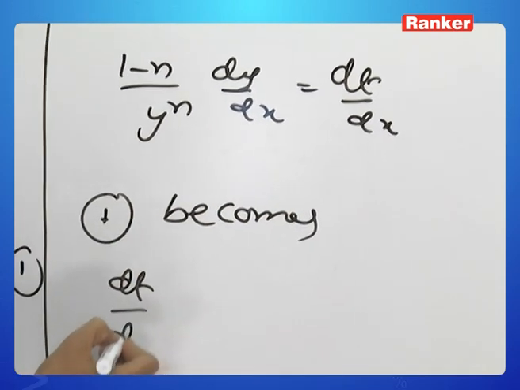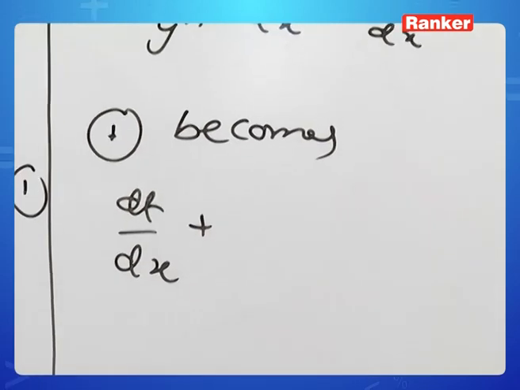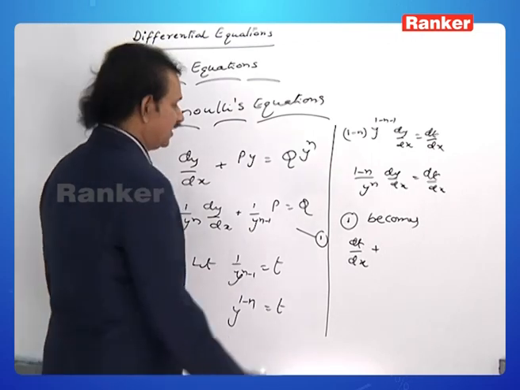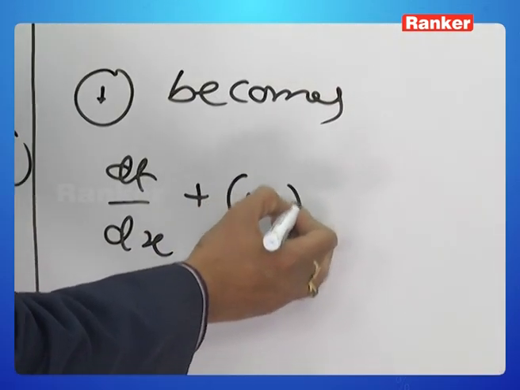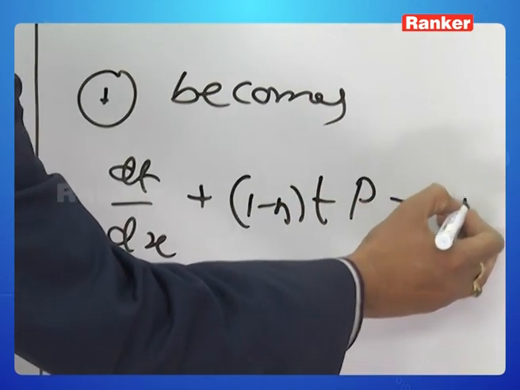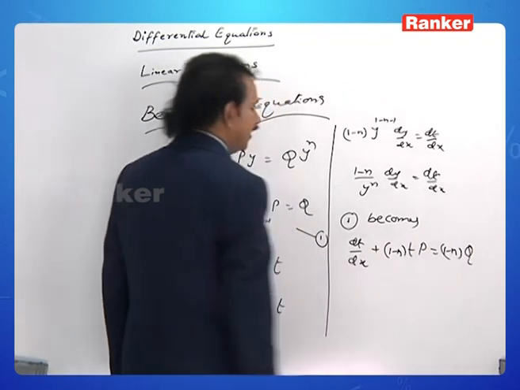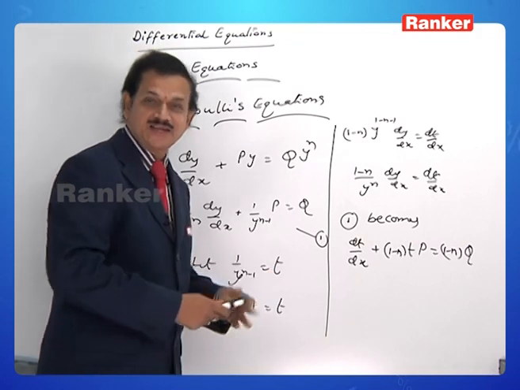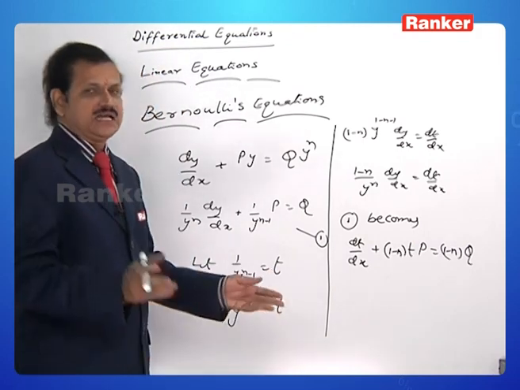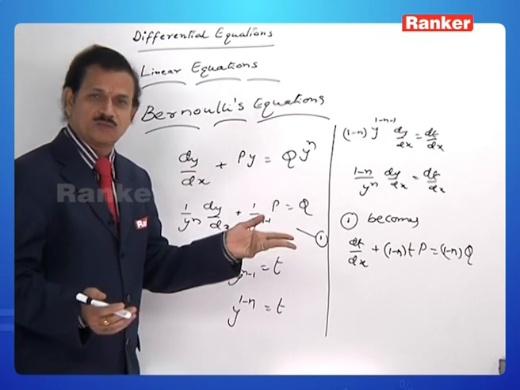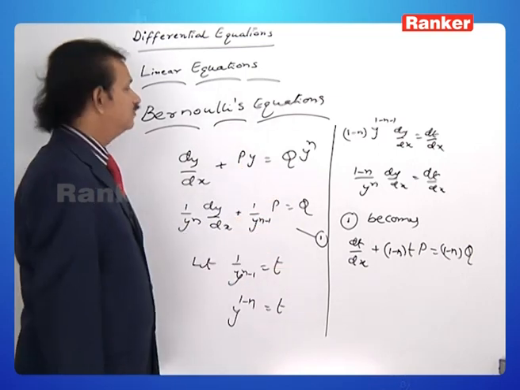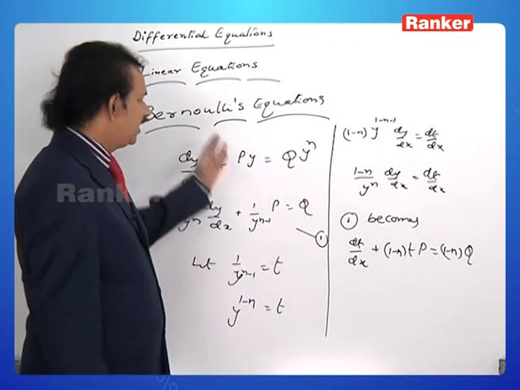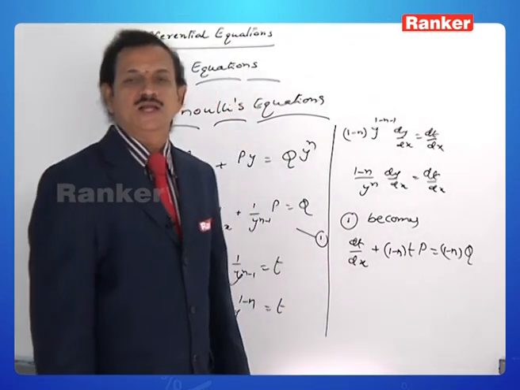dt by dx plus, what is 1 by y power n minus 1? It is t, and we are multiplying with 1 minus n. Hence it is 1 minus n into t into P is equal to 1 minus n into Q. Now you observe, this is surely linear in t. This is linear in t. So, as there is a special heading like Bernoulli's equation, we like to focus our attention on that. Actually speaking, it is a part and parcel of linear equations.